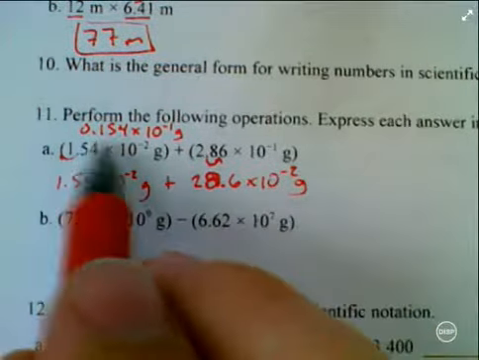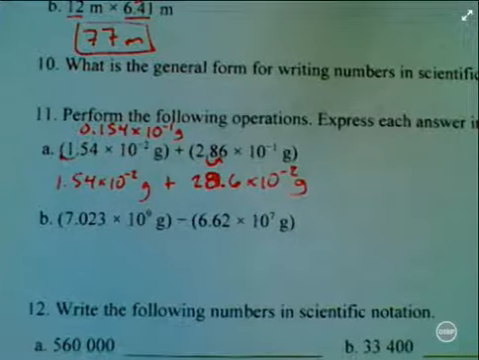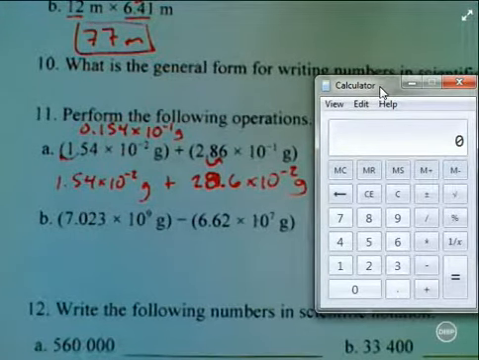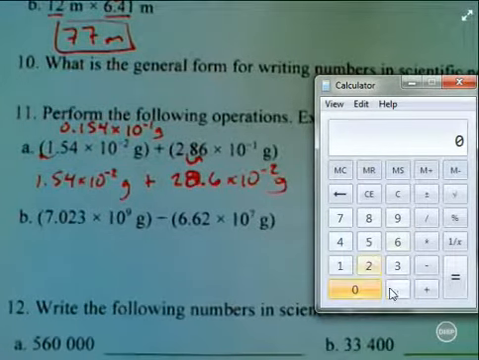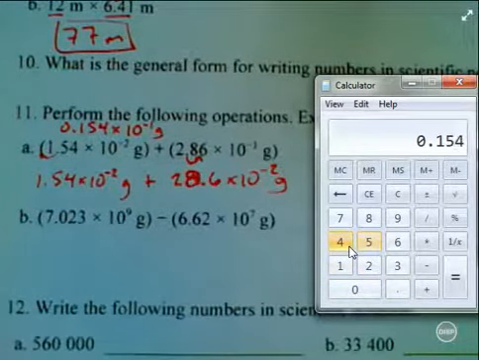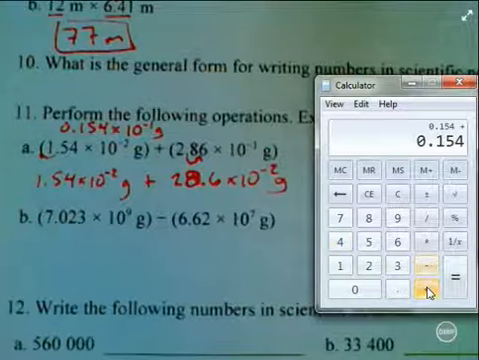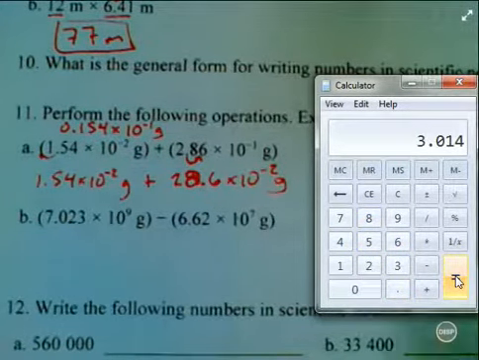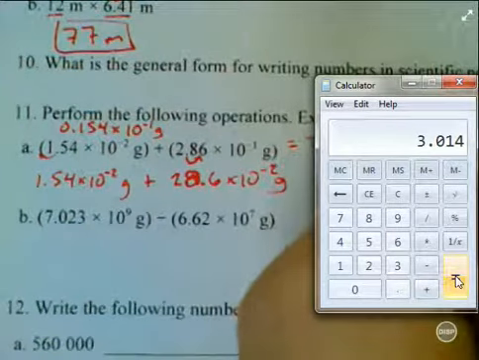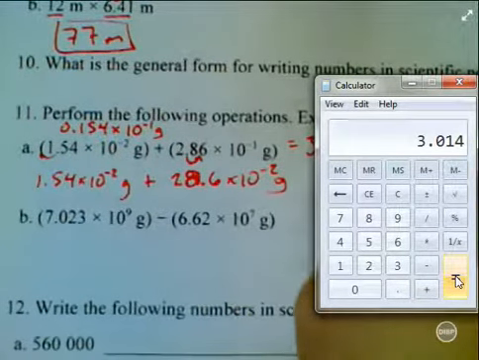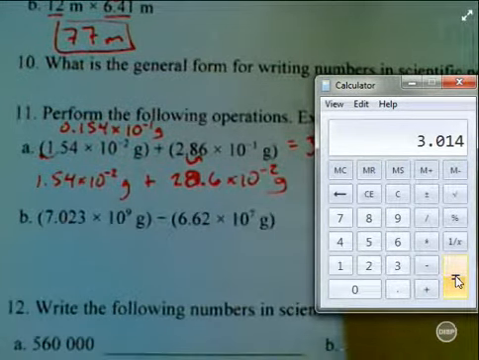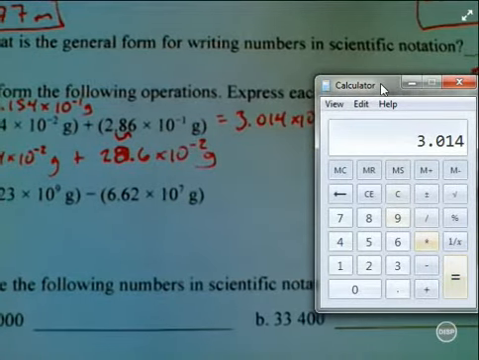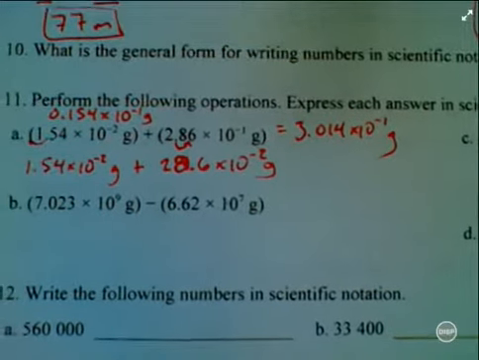This, on the other hand, let's get my calculator back over here. 0.154 plus 2.86, that ends up being 3.014 times 10 to the first grams. Okay, move that calculator out of there.